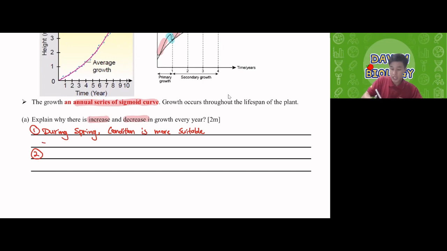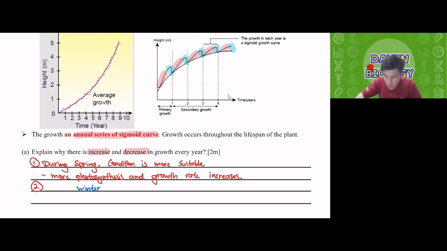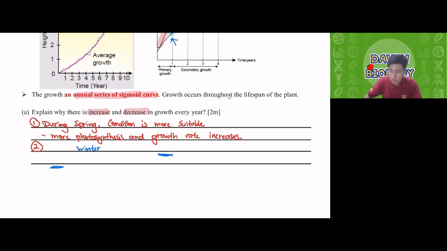Hence, add one more for you. You can say there is more photosynthesis and the growth rate increases. And then the second one, can you write yourself? So here we can use the word winter now. This one is literally at the year end, so it's definitely winter. And the opposite of the condition is how? Less suitable. Photosynthesis is also less, growth rate decreases lah.